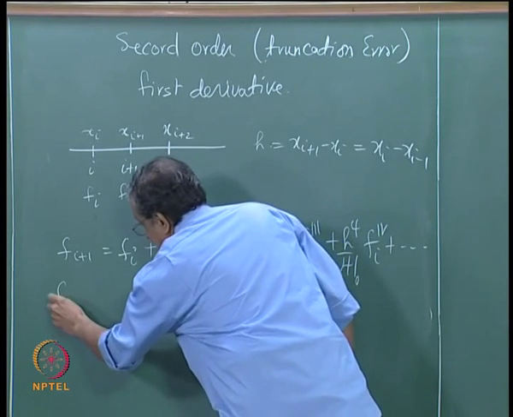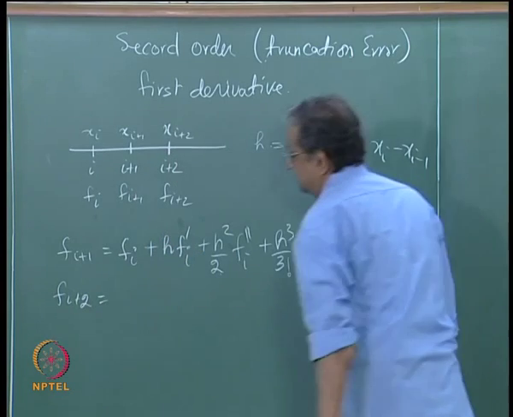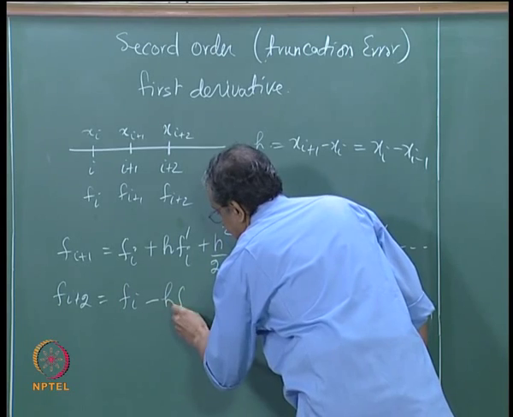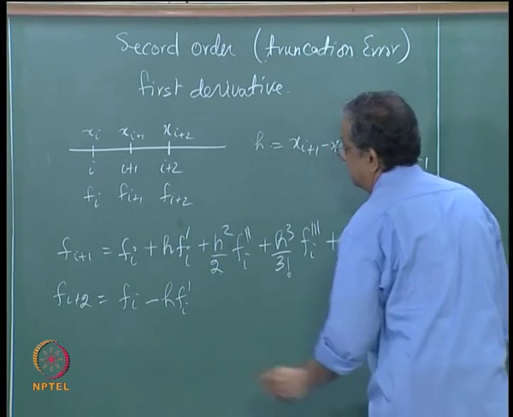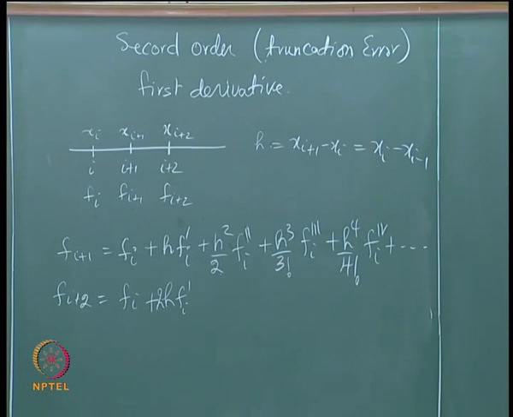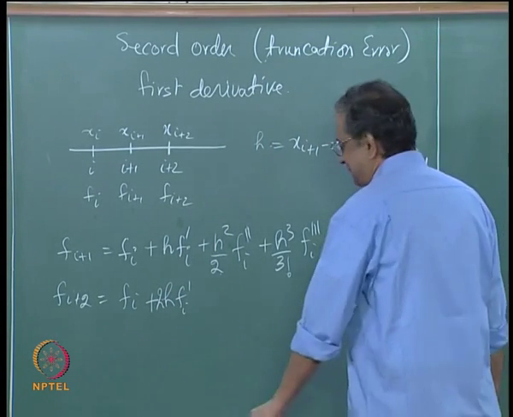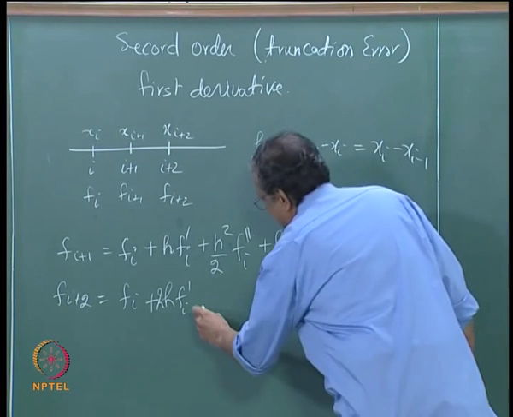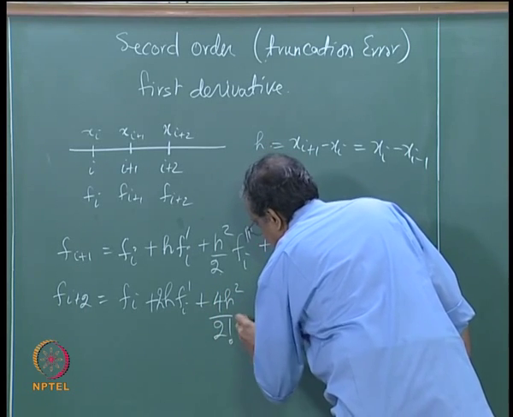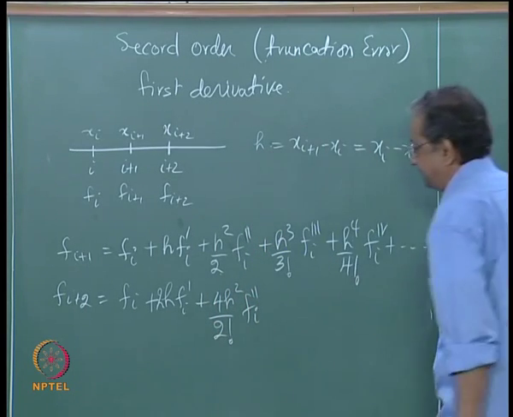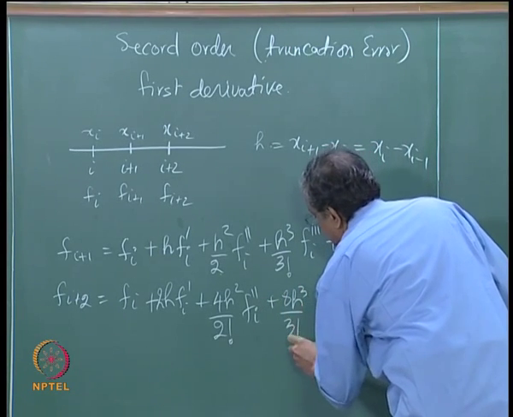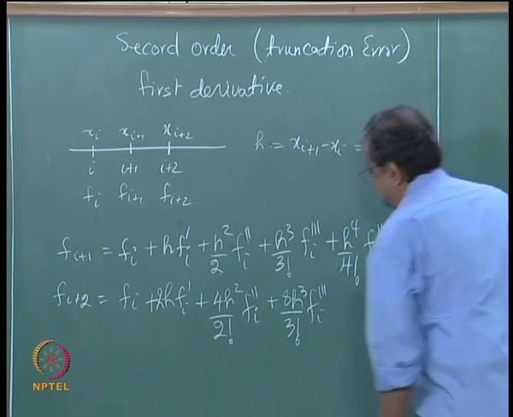In a similar fashion, fi plus 2 is fi plus 2h times f prime at i. You have to be very careful, okay, fine. Plus 4h squared by 2 factorial f double prime at i, plus 8h cubed by 3 factorial f triple prime at i.